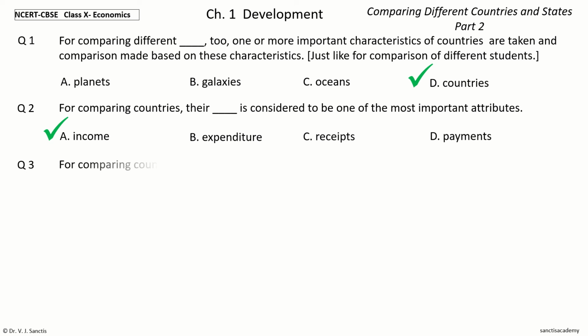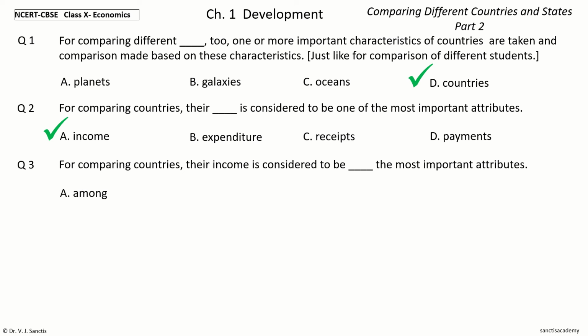Question 3. For comparing countries, their income is considered to be dash the most important attributes. The options are among, the least of, one of, the best of. Your time to choose. And the answer is one of. So, for comparing countries, their income is considered to be one of the most important attributes.